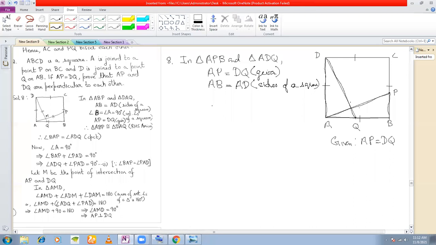We need angle ABP is equal to angle DAQ, 90 degrees. Angle ABP, or you can simply say angle B also. Angle ABP is equal to angle DAQ. Right? Interior angles of a square are right angles. That is your reason. So therefore, triangle APB is congruent to triangle ADQ.